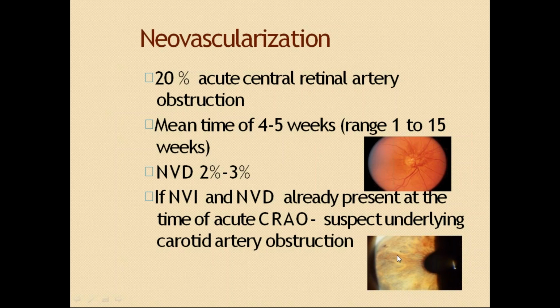You can see this is the iris. You can see blood vessels coming out like this from the pupillary area. These are all neovascularization of the iris. So usually with this you can have these also.